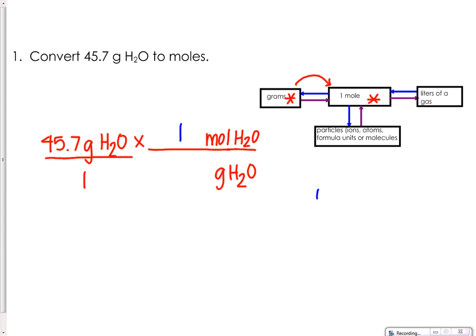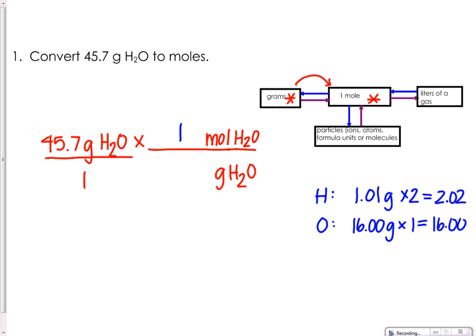Now, we're going to look up water. Water has 2 H's. Each H is 1.01 grams, and we'd have to multiply by 2. Oxygen, we only have 1 of them. It weighs 16.00 grams. When we add these together, the total mass of a water molecule is going to be 18.02. So we're going to put that number on the bottom of our conversion. And since grams of water now cancel, our answer would be in moles.